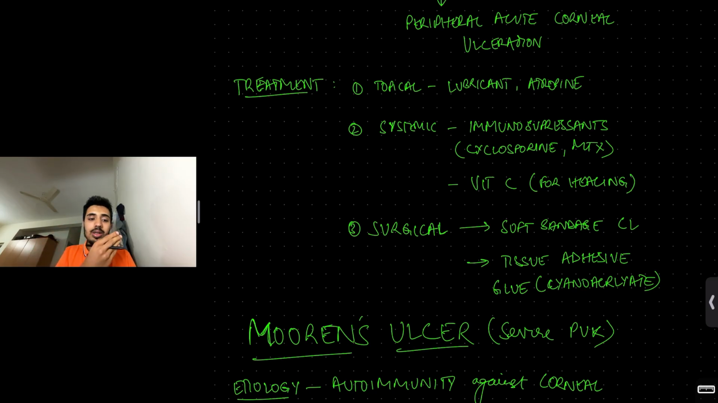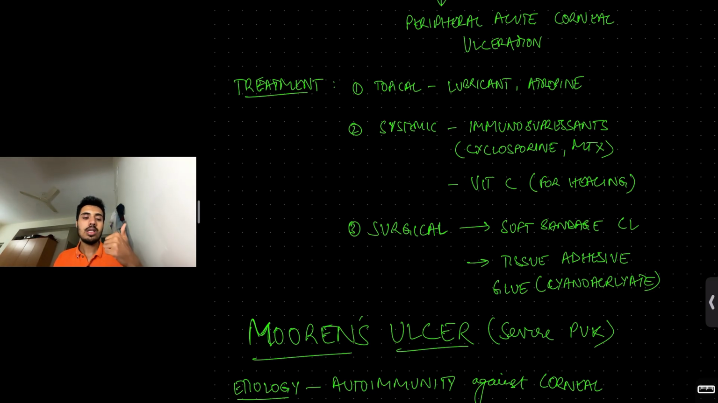You will apply the glue onto that ulcer, and you will put a soft bandage contact lens so that there is support to that peripherally thinned out cornea so that it does not perforate. What we want to do is prevent the perforation of the cornea. This connective tissue disorder is leading to thinning. We want to suppress that connective tissue disorder and prevent the perforation of the cornea. So that is about peripheral ulcerative keratopathy with connective tissue disorder.